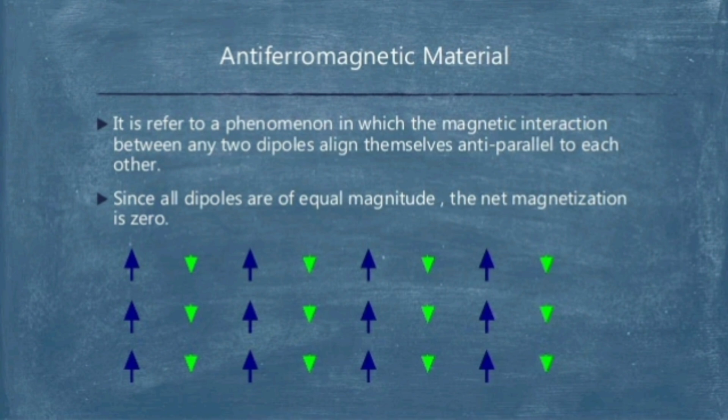Next one is antiferromagnetic material. It refers to the phenomenon in which the magnetic interaction between any two dipoles makes them align themselves antiparallel to each other. Since all dipoles are of equal magnitude, the net magnetization is 0.